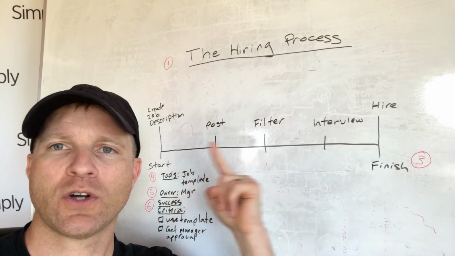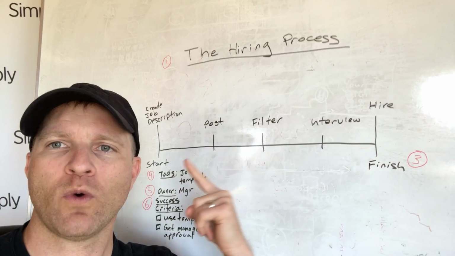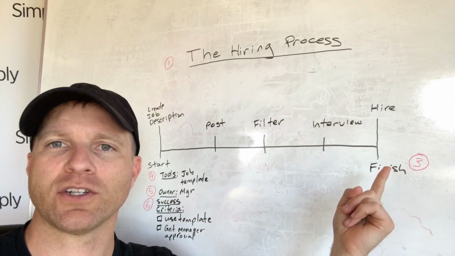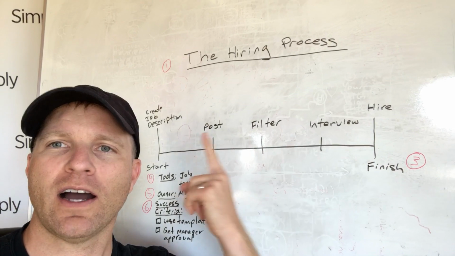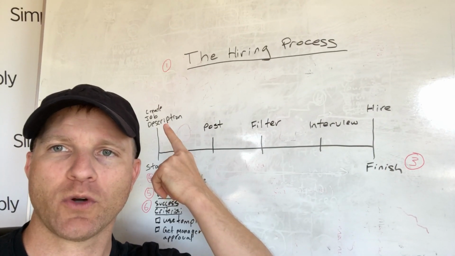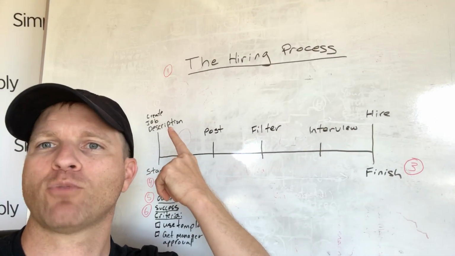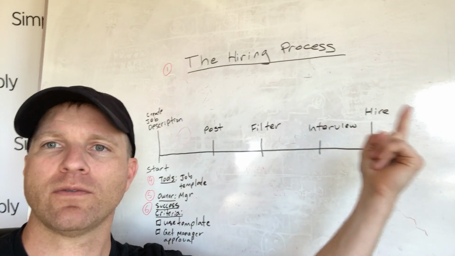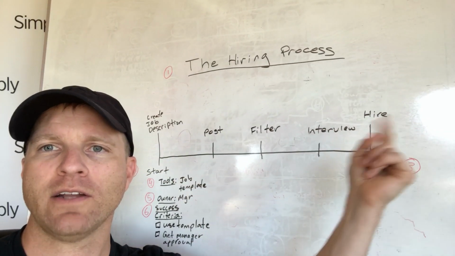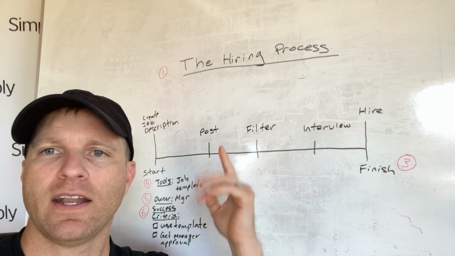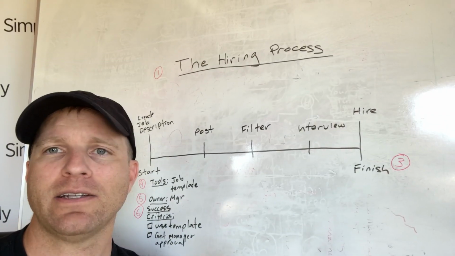Number two, draw a horizontal line with a start and a finish. That's number two. Number three, identify the starting point. What's the trigger? When does this process start? And when does it end? So begin with the start, put the end. That's the next step.